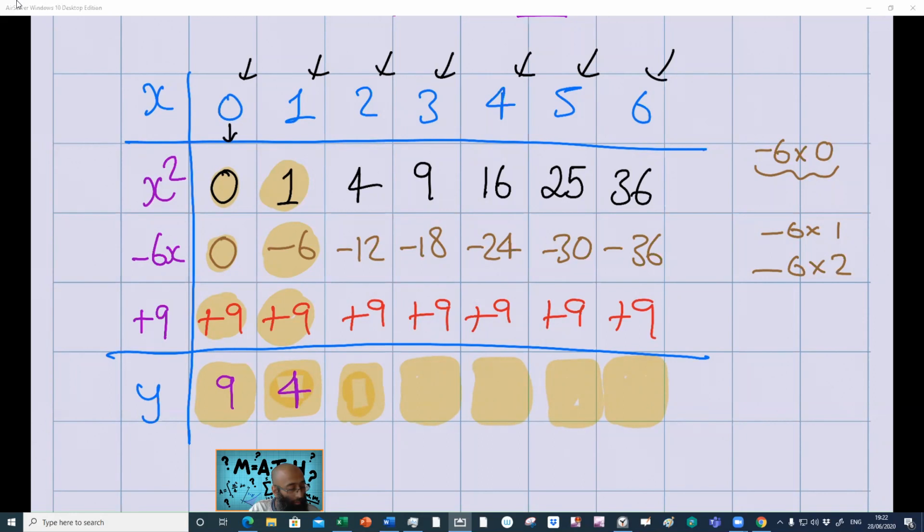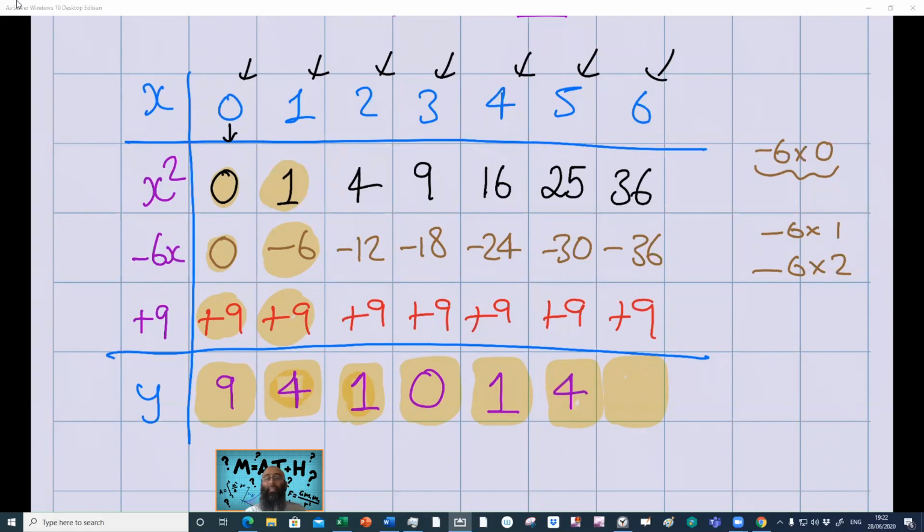Okay, next. You have 9 add 4 is 13. 13 take away 12 is 1. That's how we do it. 9 add 9 is 18. 18 take away 18 is 0. And then we have 9 add 16. That'll give you 25. Minus 24 is 1. And 25 add 9 will give you 34, minus 30 is 4.